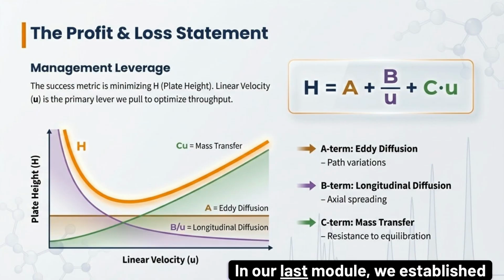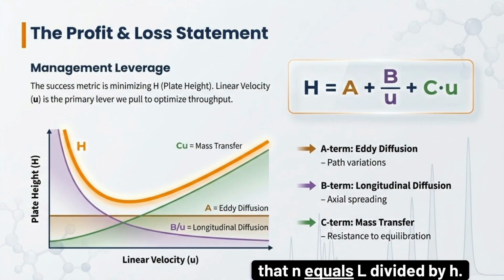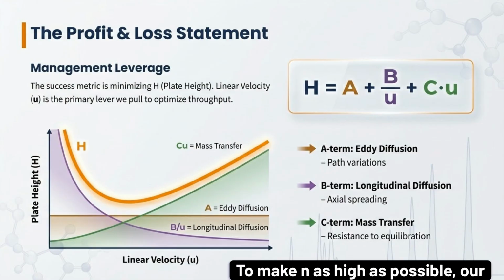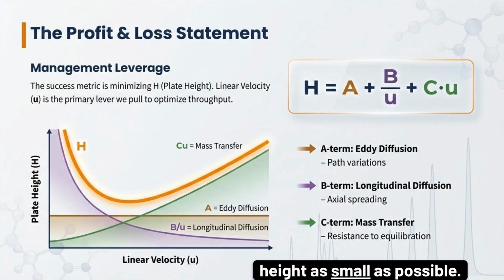In our last module, we established that N equals L divided by H. To make N as high as possible, our objective is to make H, the plate height, as small as possible. The Deemter equation is essentially the profit and loss statement of your separation. It is written as H equals A plus B divided by U plus C times U.